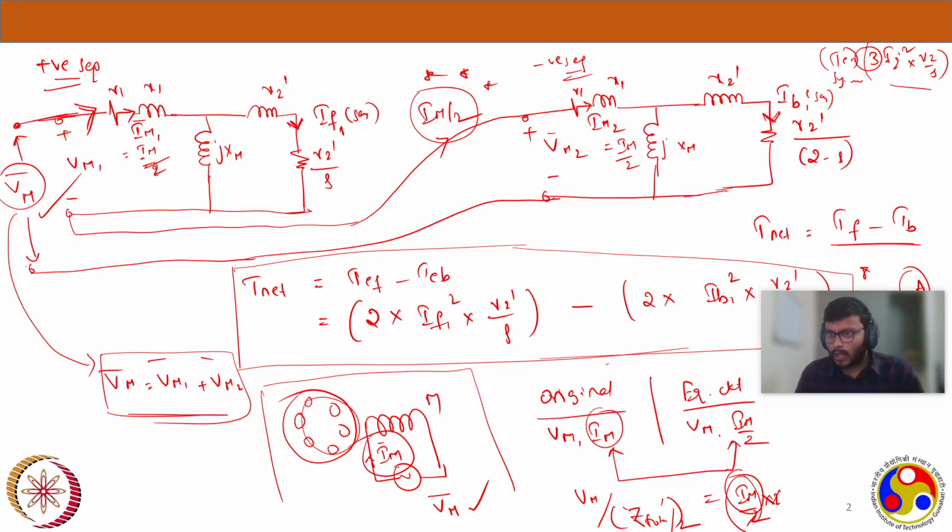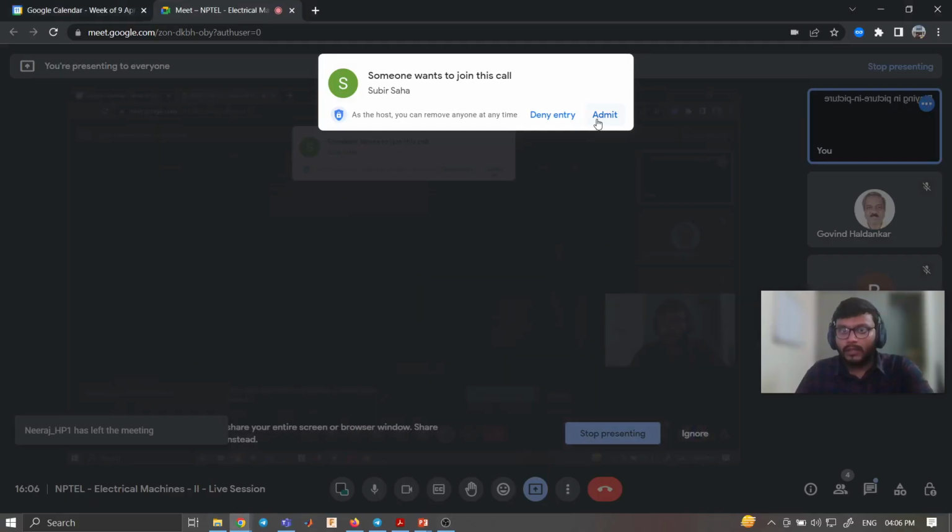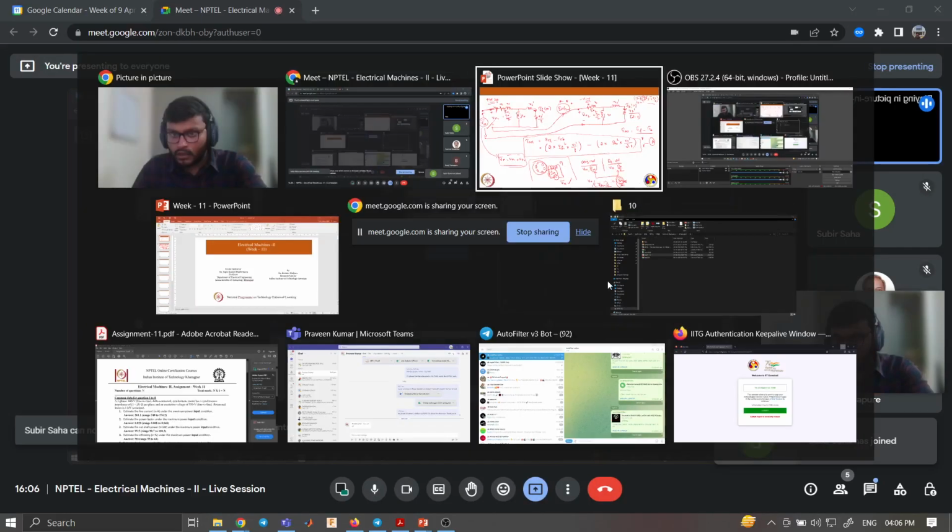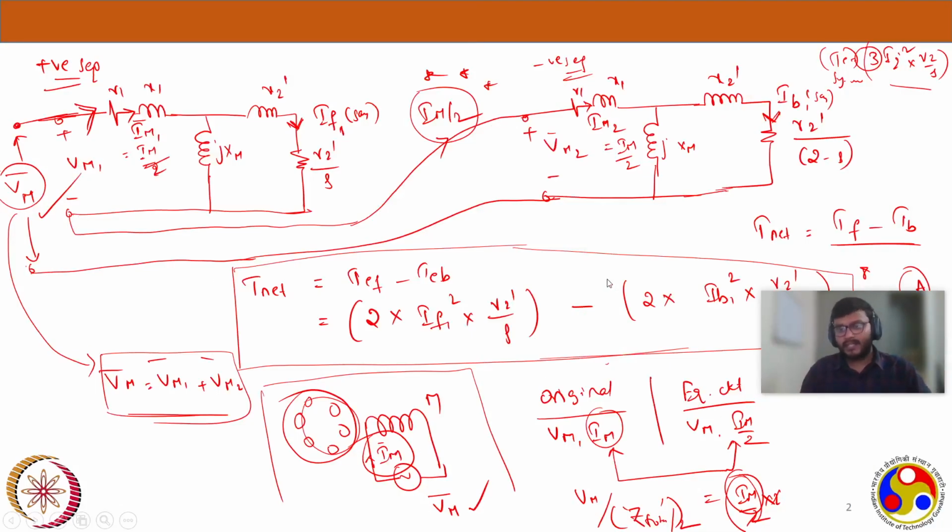So then we came to an idea, which I was discussing with you last week. What if, to make the current double, from Im by 2 to Im, we halve the impedance across the whole circuit? If we can bring the impedance down to half, then we are sure that we can make the current double. When the resistance goes half, the current should go up. That's Ohm's law, keeping the voltage constant, of course.